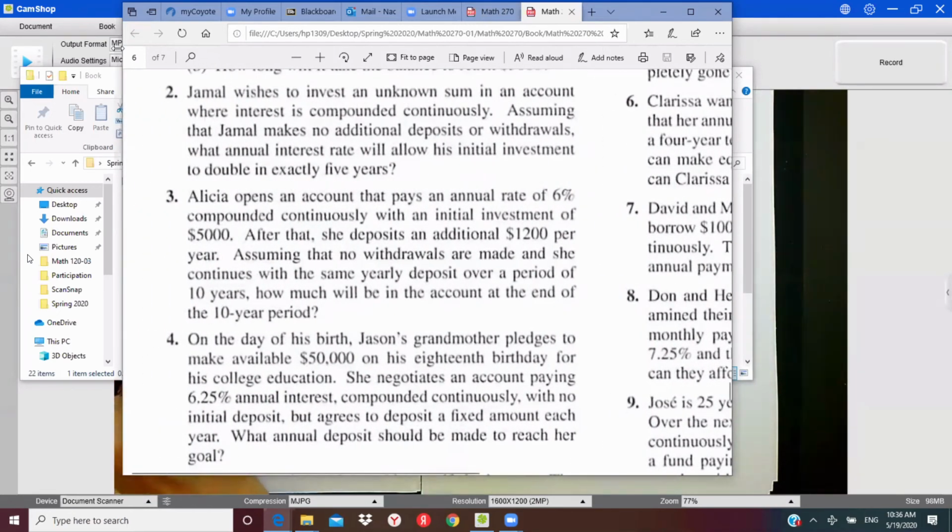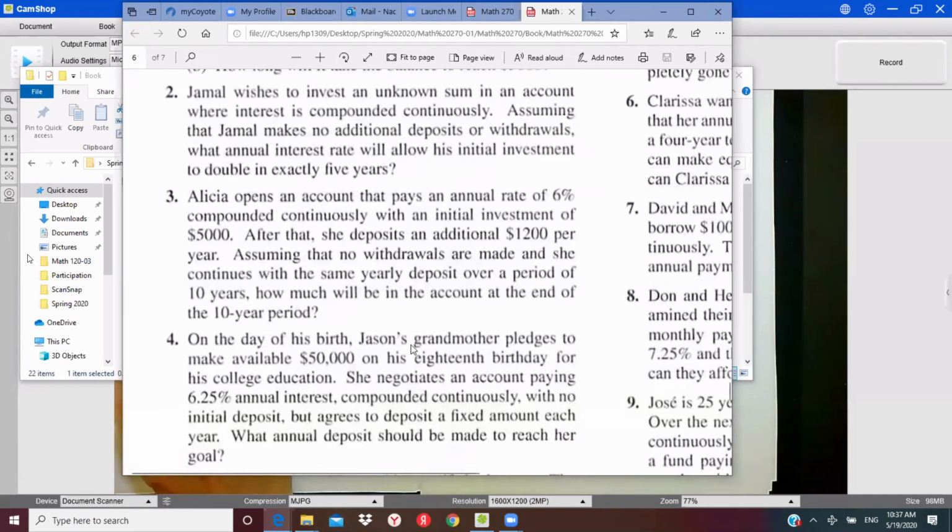All right, so let's read the problem. Number 3. Alicia opens an account that pays an annual rate of 6% compounded continuously with an initial investment of $5,000. After that, she deposits an additional $1,200 per year. Assuming that no withdrawals are made and she continues with the same yearly deposit over a period of 10 years, how much will be in the account at the end of the 10-year period? So this problem is very similar to the one we just did, example 3.9. Do you agree?